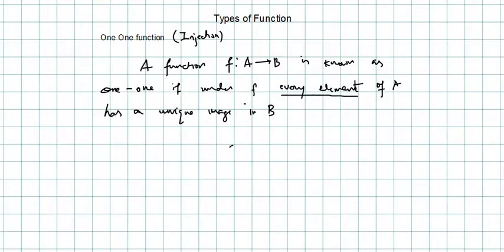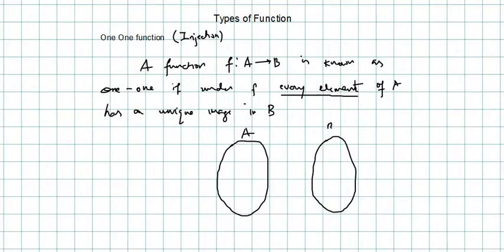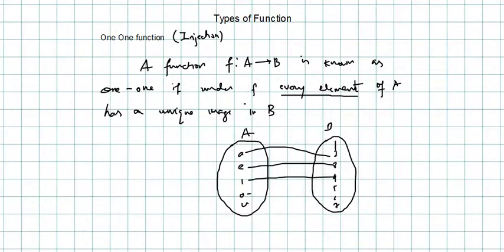Every element of A should have a unique image. What does this mean? If this is set A and this is set B, with A, E, I, O, U and 1, 2, 3, 4, 5, 6, 7, let's say the function f relates A to 2, E to 3, I to 4, O to 5, and U to 6. Not necessarily every element of B has to be related to A, but every element of A must have an image in B. When this happens, we call the function a one-one function.